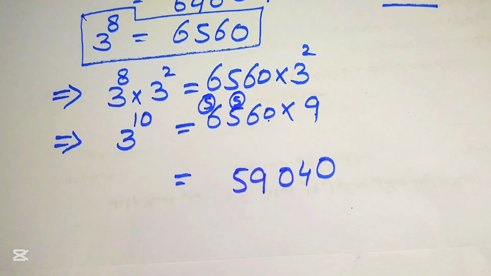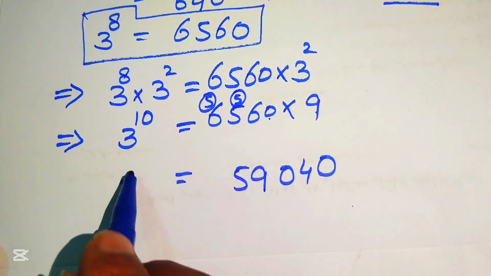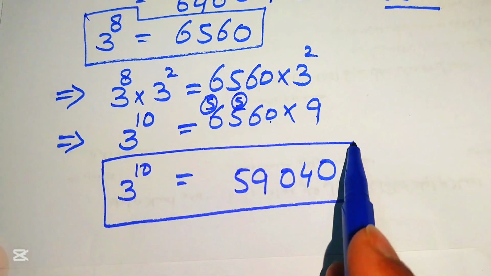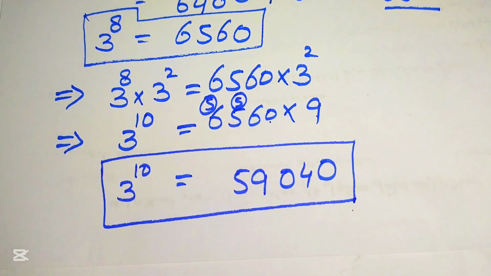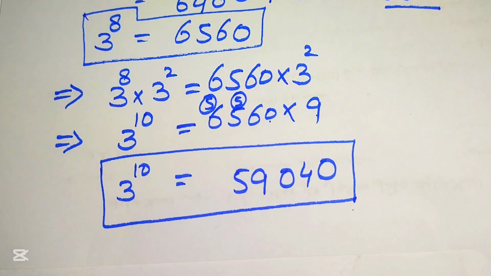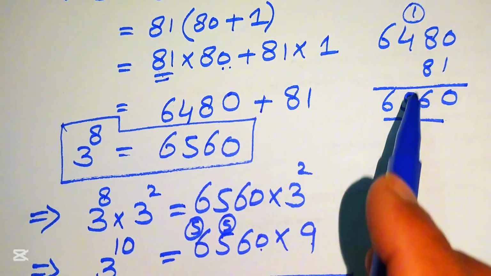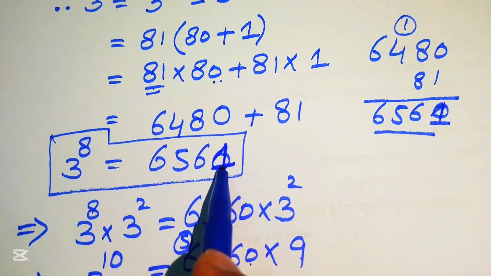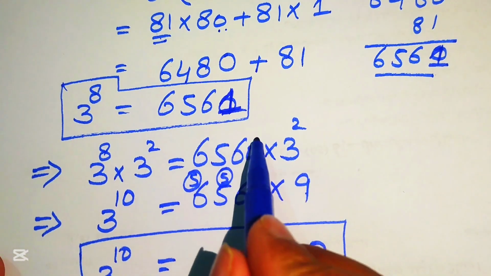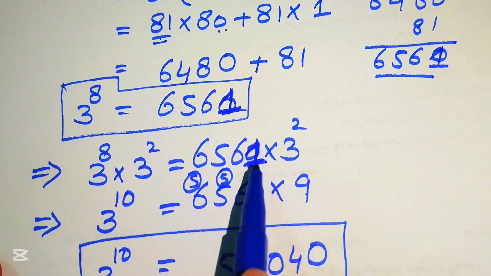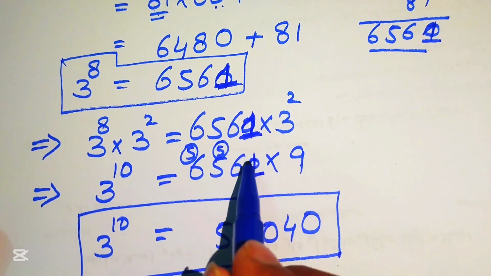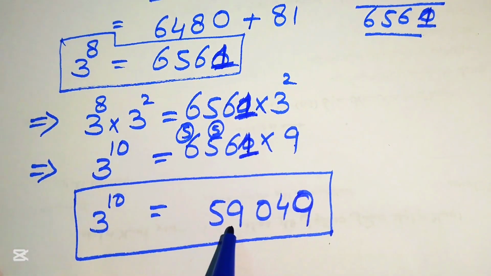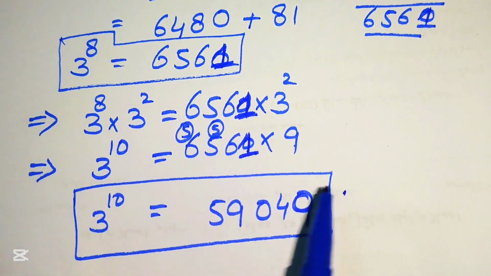So we will get here 3 to the power of 10 is equals to 5904. Okay, so sorry, here we have a little mistake. This is when you add these values. Here we will get here 1, so this value equals 6561. So we will just put it here 6561, and this is also 6561, and this will become here 9. Okay, so 59049, this is the value of 3 to the power of 10.